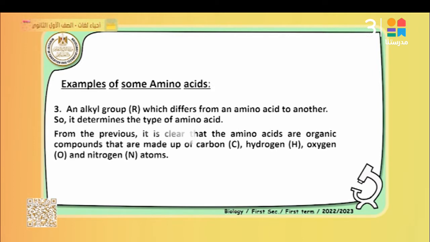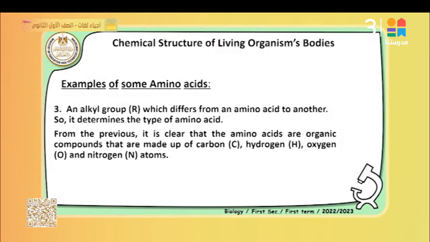The alkyl group differs from one amino acid to another, so it determines the type of amino acid. From the previous, it's clear that amino acids are organic compounds made up of carbon, hydrogen, oxygen, and nitrogen. Nitrogen is the essential element of the amino group, so it's found in amino acids.